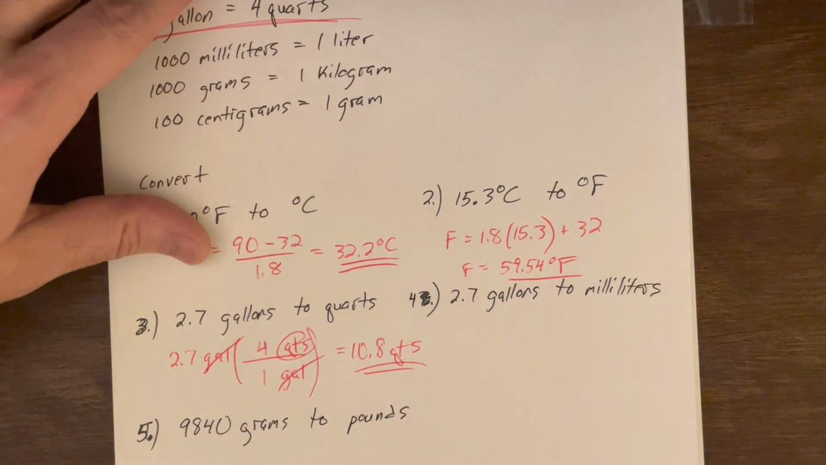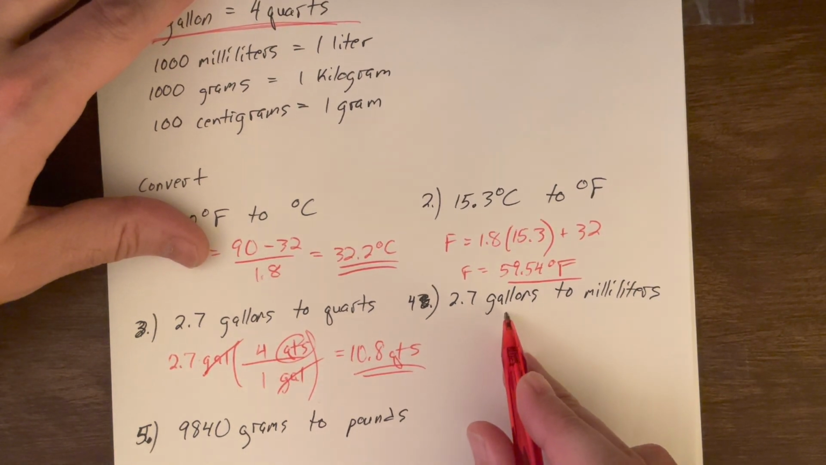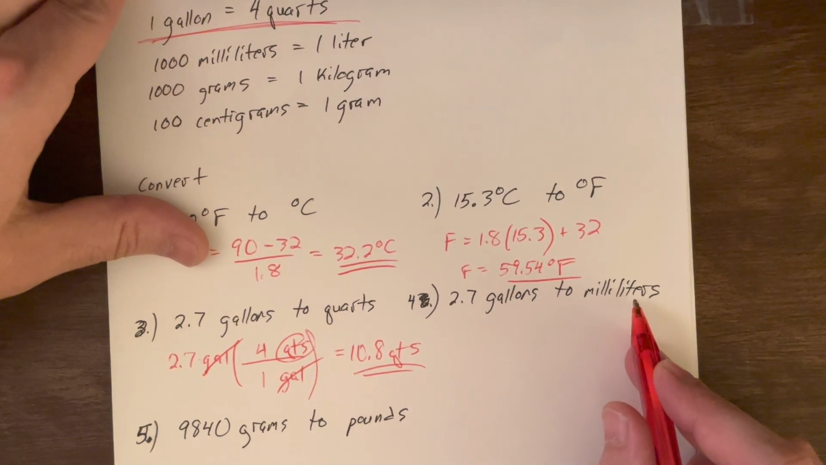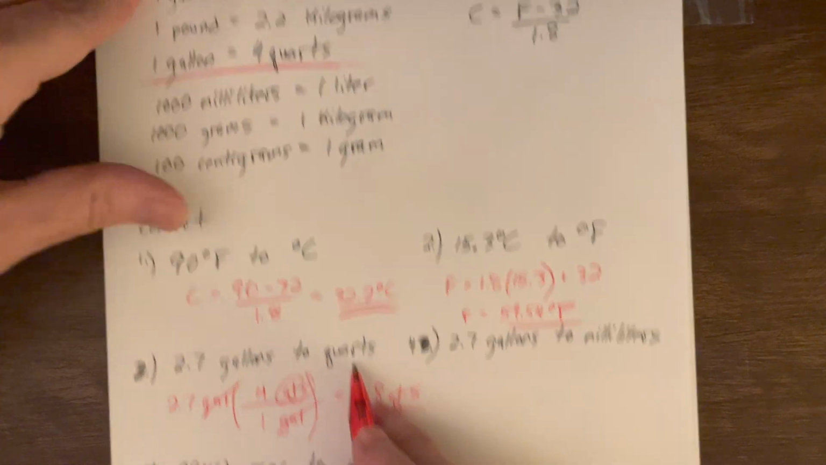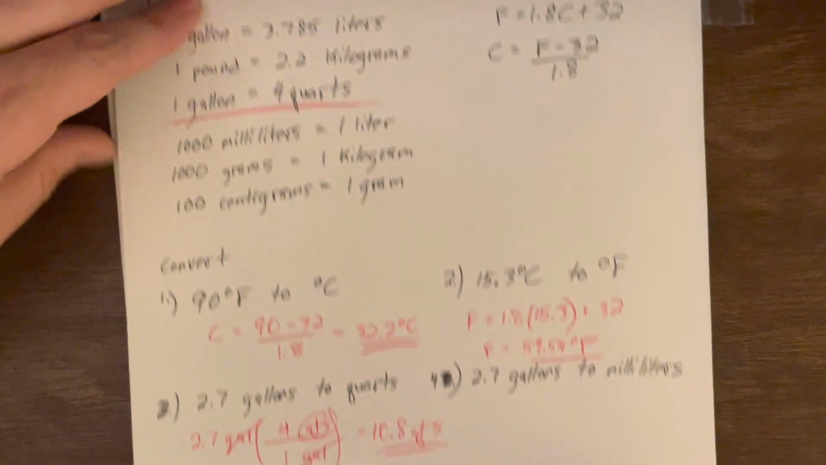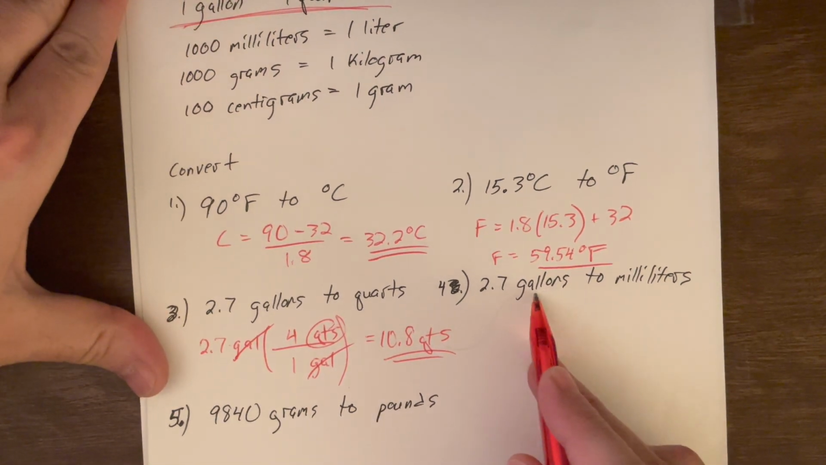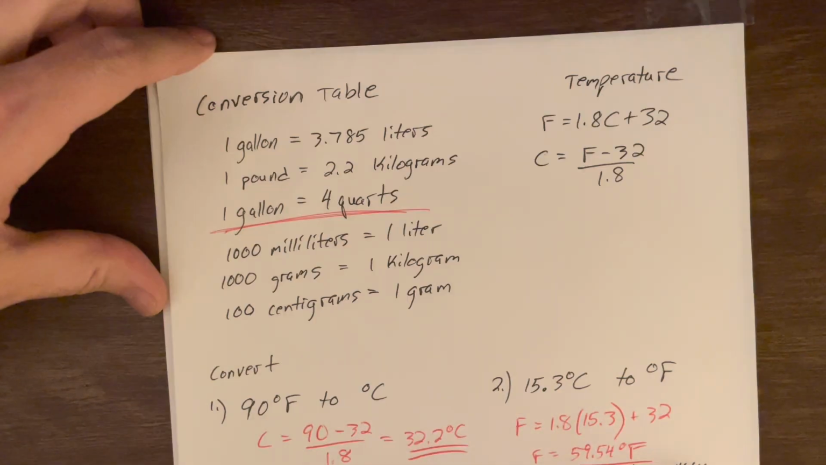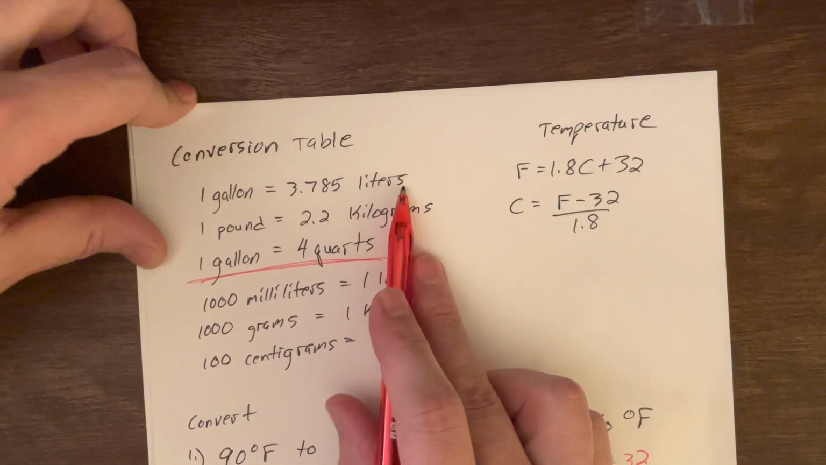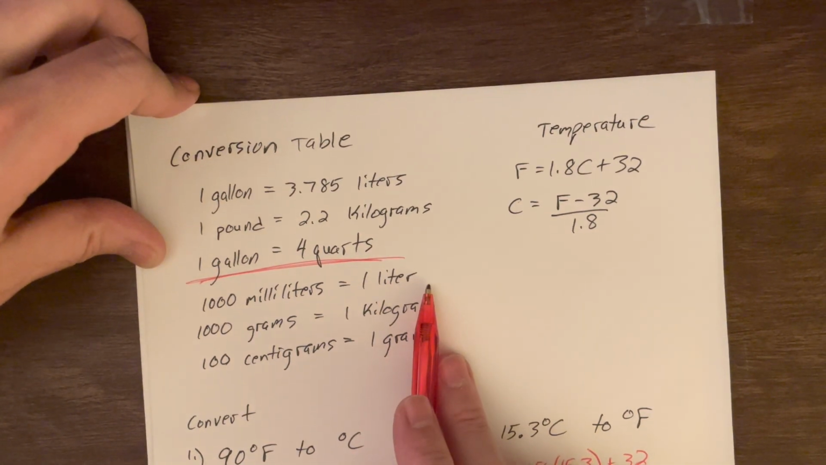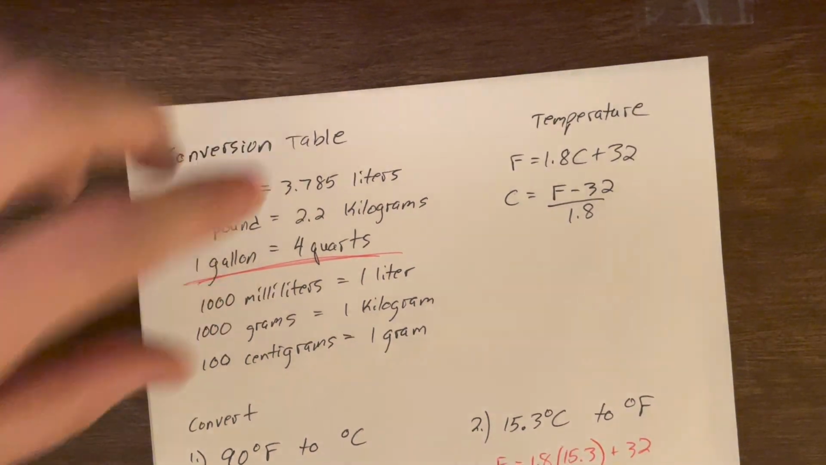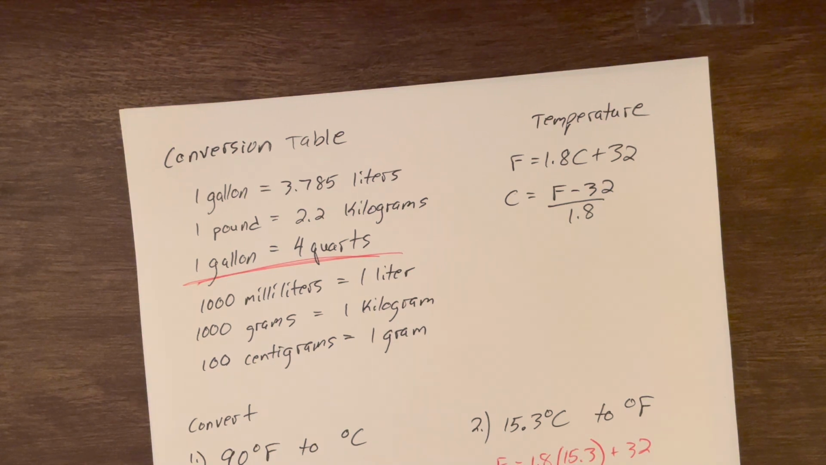Okay, so next, now let's go from gallons to milliliters. So we saw gallons to quarts. We saw a direct conversion that goes gallons to quarts. Well, wouldn't it be nice if we had a conversion gallons to milliliters? Well, I've got gallons to quarts, I've got gallons to liters, I've got milliliters to liters. There's no conversion, I should say, that is directly taking me from gallons to milliliters.